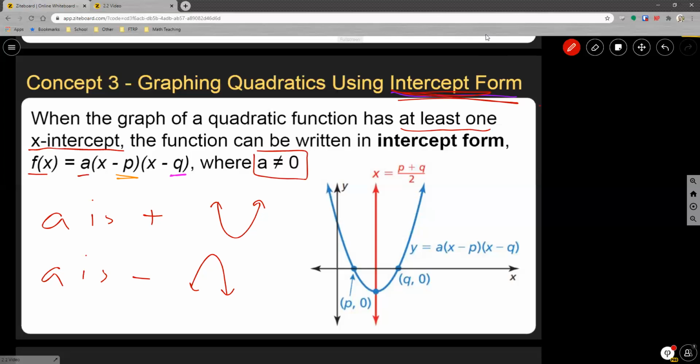And then a has to be not equal to 0, because if it was 0, we'd lose our x squared. It'd be 0 times whatever our x squared is, and it'd no longer be a quadratic at that point. We'd have either a linear function or possibly a constant function, depending on what else is going on.